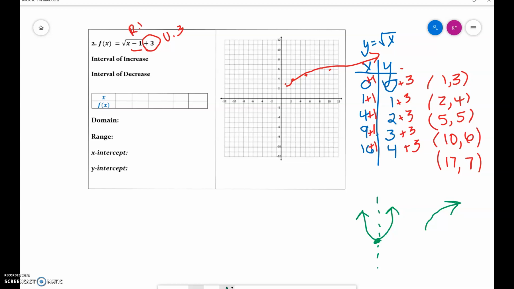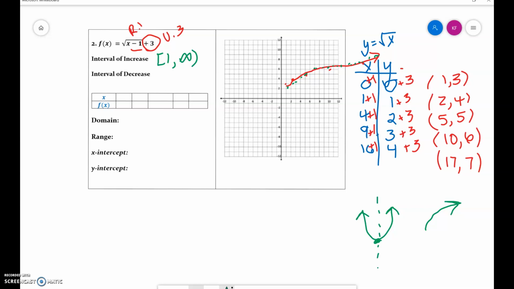So for the interval of increase, what I like to do is follow my finger along my graph from left to right. And as long as my finger is going up, then that means that it is increasing. So for this one, our interval of increase is from 1 to infinity. And the reason why I say 1 and not negative infinity, like all real numbers, is because there are not going to be any points to the left of 1.